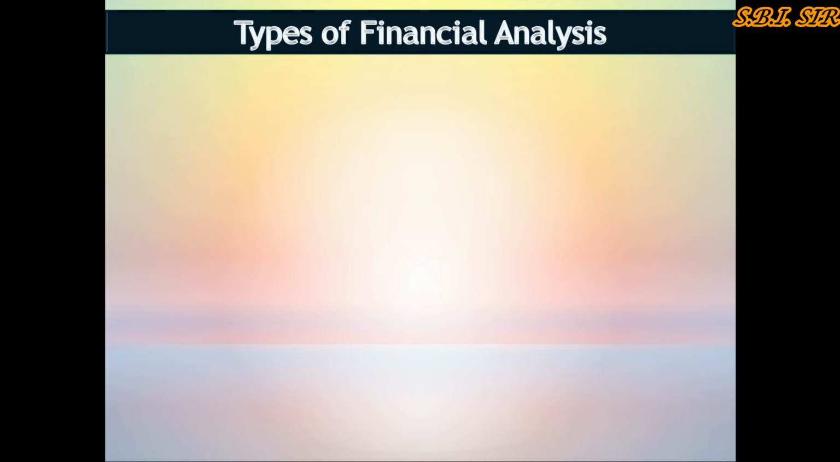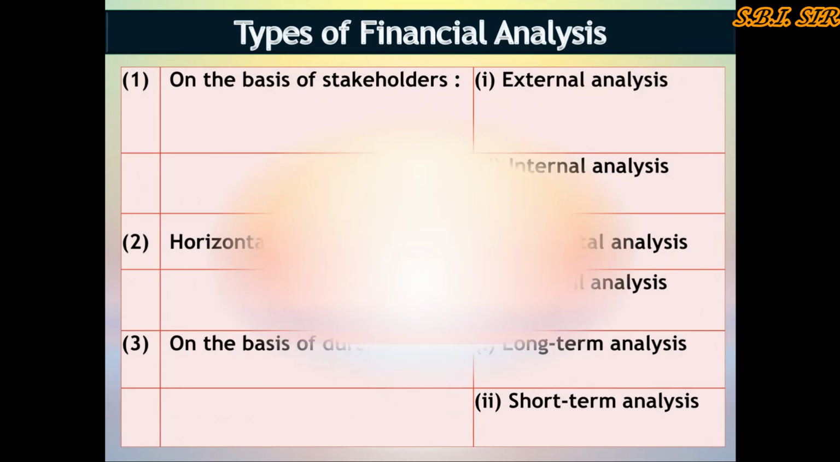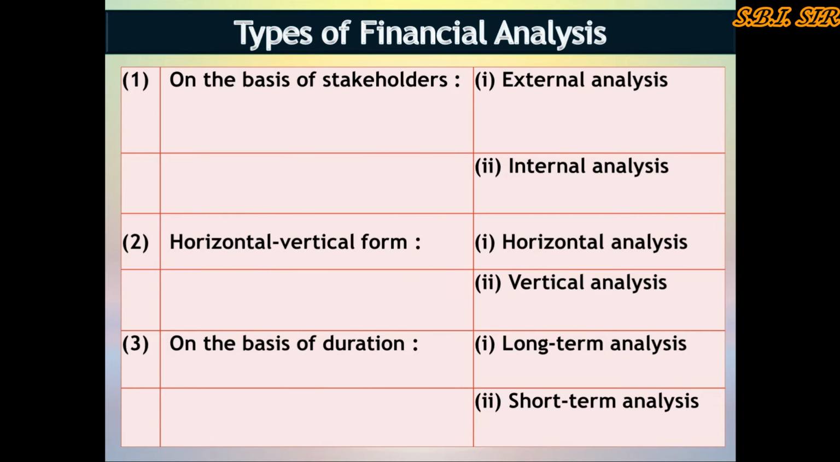Then types of financial analysis. These are the types of financial analysis: on the basis of stakeholders, horizontal vertical form, and on the basis of duration. On the basis of stakeholders, there are two types, first external analysis and second internal analysis. Second, horizontal vertical form. First type is horizontal analysis and second one is vertical analysis. Third one is on the basis of duration: long term analysis and short term analysis.